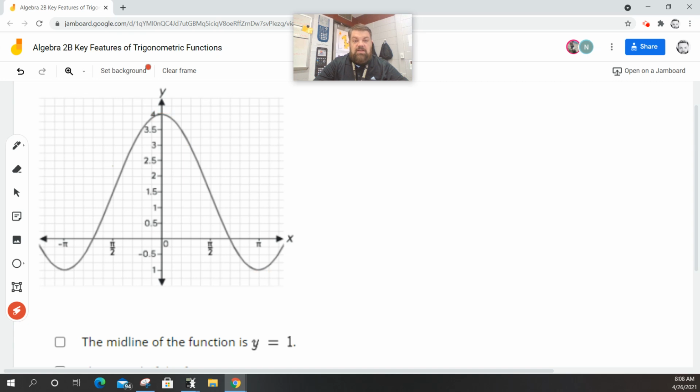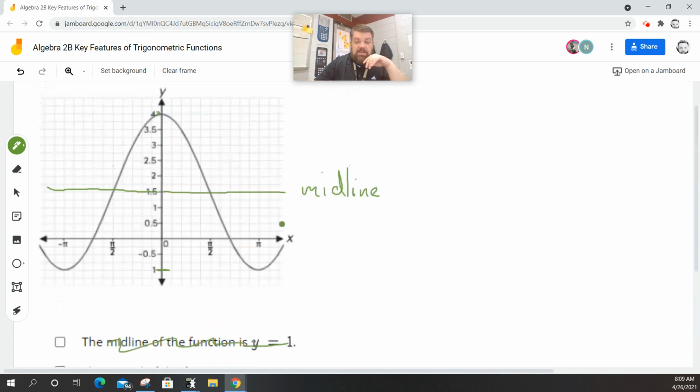So the distance from -1 to 4 is 5, so the midline would be 2.5 units up from -1, which would be about 1.5. So it's not quite at the mid-level. So the mid-level technically is at 1.5. That's the exact middle, because it's 2.5 from the maximum value up here, and it's 2.5 from the minimum value down here. Okay? So that's the midline. So that's not true. Well, let me write it down so we know. Y equals 1.5.